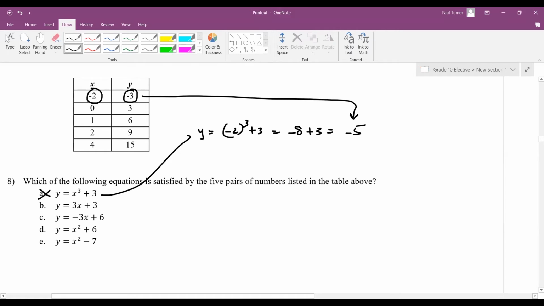So you put your x value into your function here. You go through, and these equations need to work for each set. I found one that doesn't work, so I know this can't be the answer. And you need to check which one will be correct for all of the sets of numbers. Okay, that's all you do there for that one.